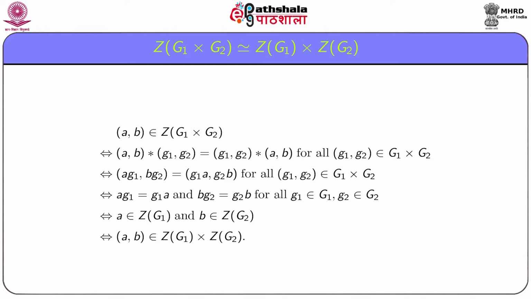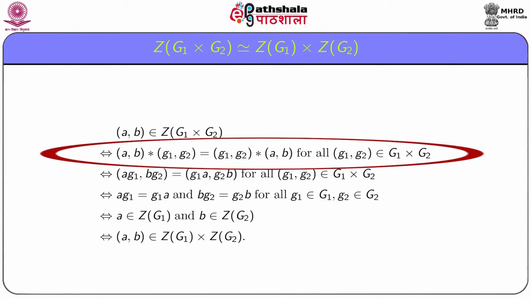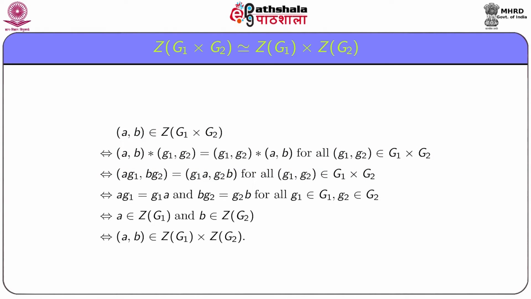Now, we show, as a generalization of the previous result, that the center of the group G1 cross G2 is equal to the center of G1 cross the center of G2. We have a pair (a, b) is in the center of G1 cross G2 if and only if (a, b) commutes with every (g1, g2) in G1 cross G2.